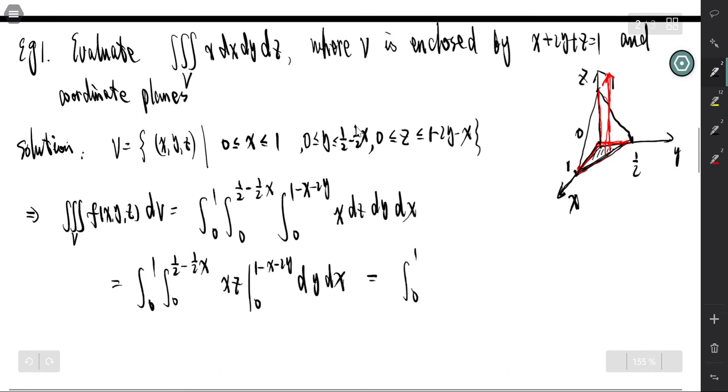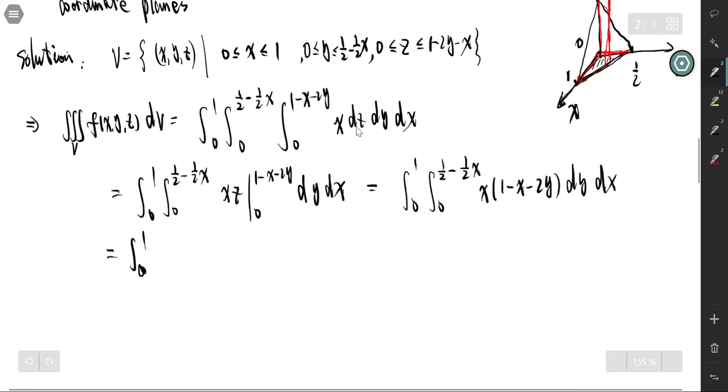Then we use the fundamental theorem to insert the value of z, that is x times (1 minus x minus 2y), then dy dx. From 0 to 1, we integrate for y, that is xy minus x squared y minus x y squared, for y from 0 to 1/2 minus 1/2 x, dx.